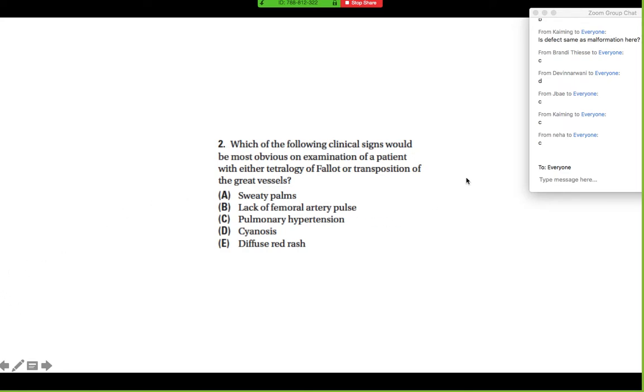All right, so I have one person that's correct. The correct answer here is cyanosis, and that's because when you have transposition of the great vessels, you're getting mixing of oxygenated and deoxygenated blood. So you're getting less oxygenated blood delivered to the body, so your infant or patient is becoming cyanotic.